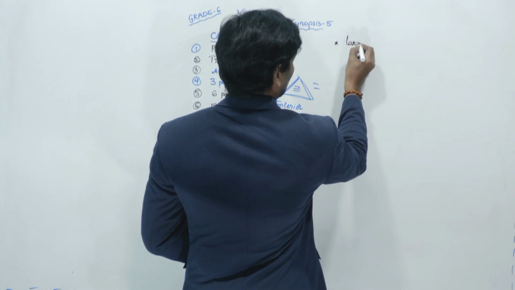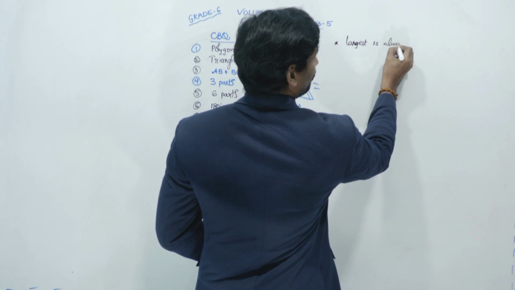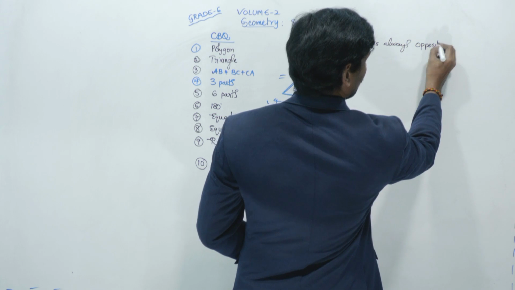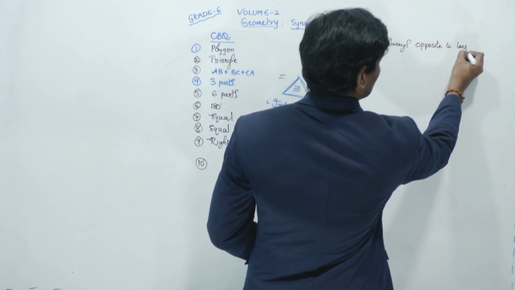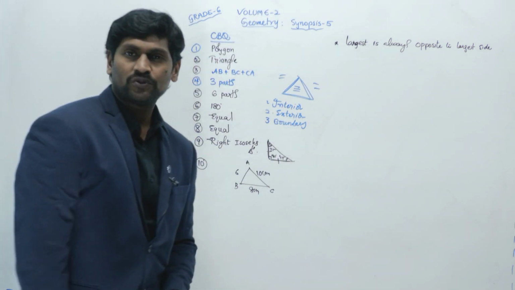Largest angle is always opposite to largest side. Largest angle is always opposite to largest side.